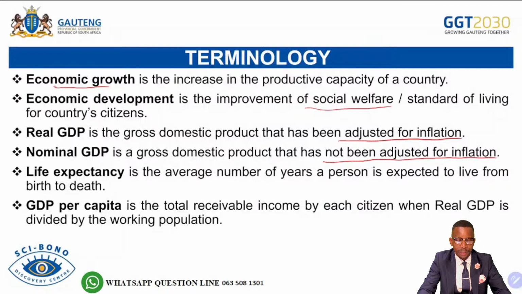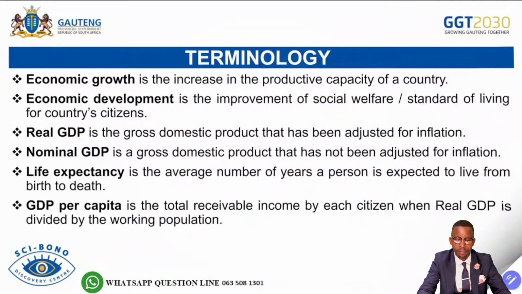And then life expectancy. This is the average number of years a person is expected to live from birth to death. Remember, factors that can lead to life expectancy include having access to healthcare facilities. Nutrition also is a part of that. And then GDP per capita. This is the total receivable income by each citizen when real GDP is divided by the working population. So this gives us what we call the GDP per capita or income per capita.